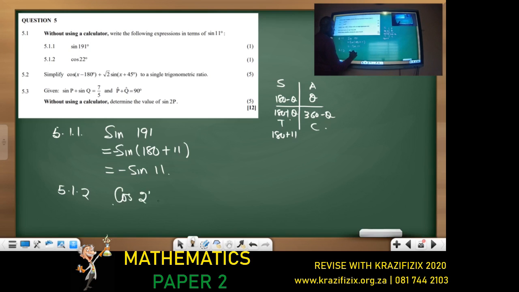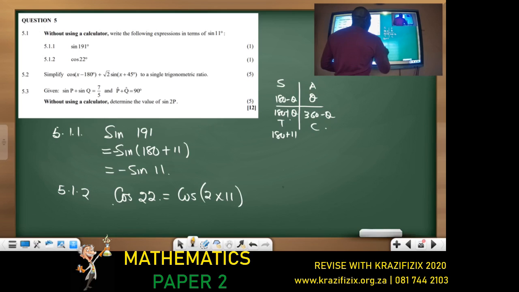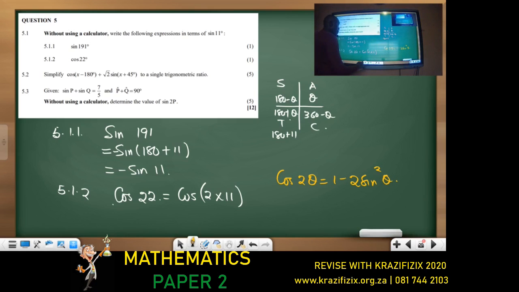Cos 22. We're looking at sine 11. Alright, so cos 22 looks to me like cos 2 if I want to bring in 11. And if you go back to your identities, this is basically cos 2 theta. But I want to write it in terms of sine 11. I know that my cos 2 theta is 1 minus 2 sine squared theta because I want sine 11 to be part of my answer. So what would this then be? 1 minus 2 sine squared 11.